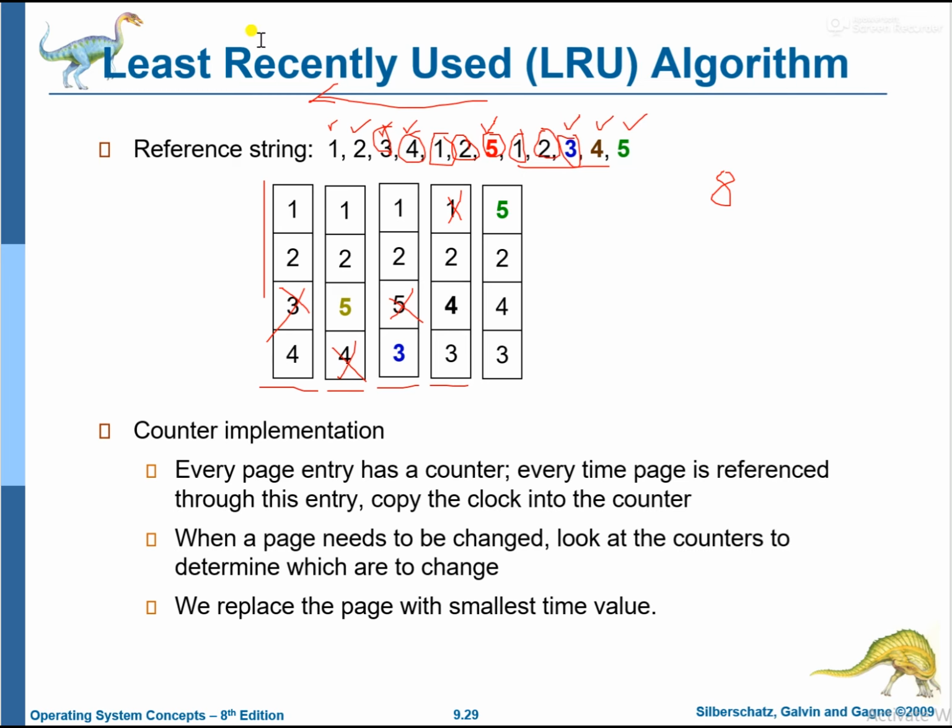Okay, when we are implementing the least recently used algorithm, we can implement it with the help of a counter. So they said that every page entry is associated with a counter, and every time a page is referenced through this entry, copy the clock into the counter, and when a page needs to be changed, look at the counter to determine which to change. Like you look at the counter for all the pages that have been referenced in the past, and the one which has the least value for the counter, we replace that page.